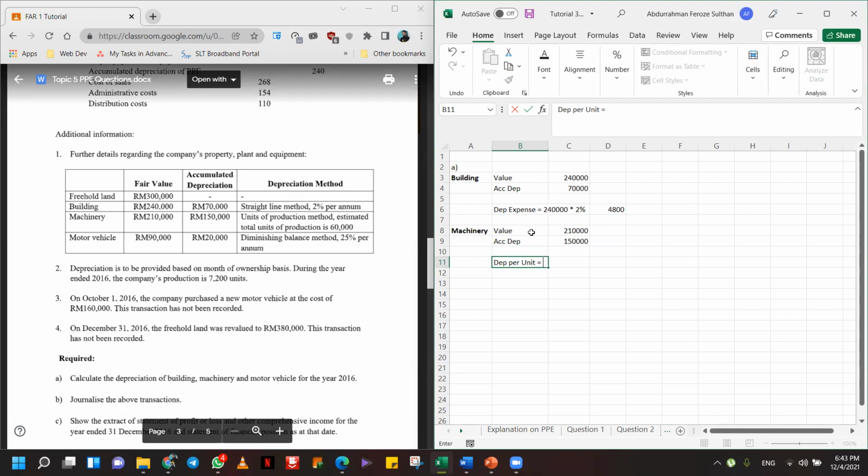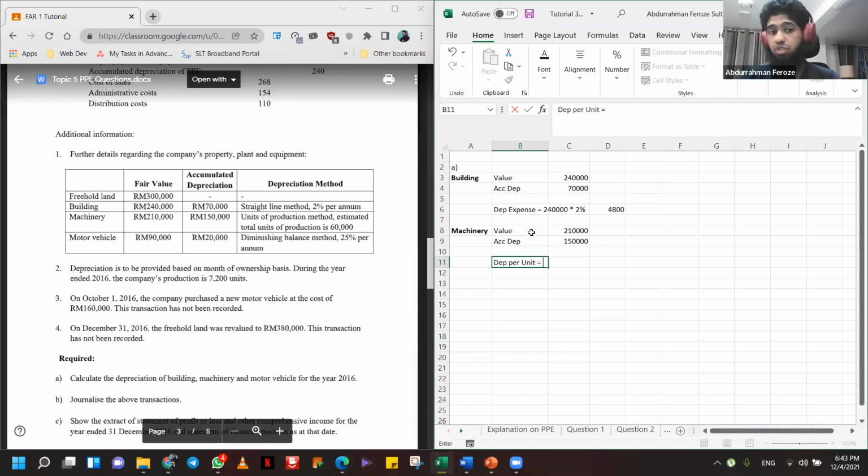Where can we find the useful life? For depreciation per unit, you don't need the useful life. For depreciation per unit, you need the total units of production. Because straight line uses the useful life, or the amount of time that you will be using the machine, right? Depreciation per unit uses the amount of products that will be manufactured by that machine, right?